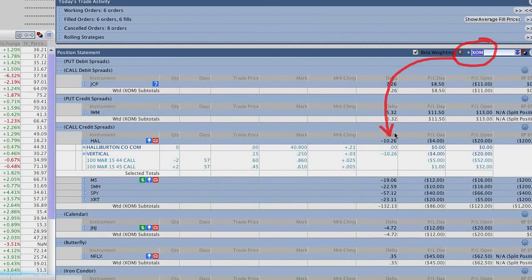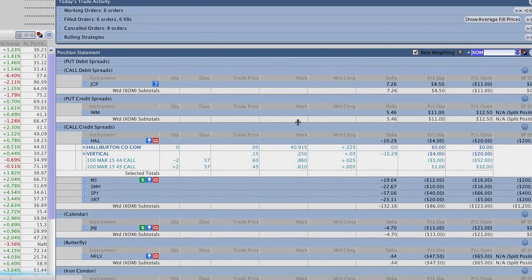And now you can see that the delta of this position has now changed to negative 10.26. So that means that as it relates to ExxonMobil, this position would need to have about 10 positive deltas in an ExxonMobil trade to hedge it. Okay, so again, this Halliburton position has now been converted apples to apples to compare with ExxonMobil. So now what we need to do is find a position that has 10 positive deltas.